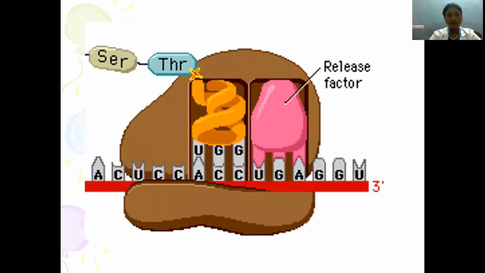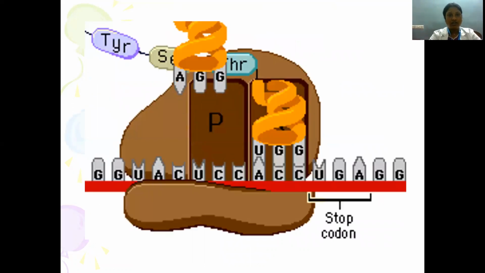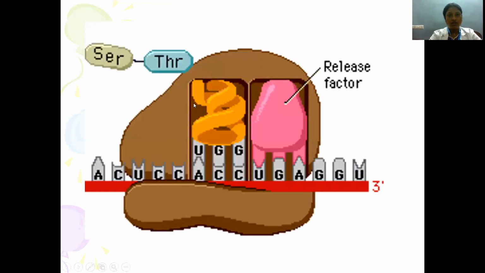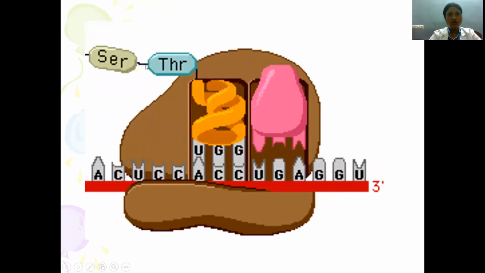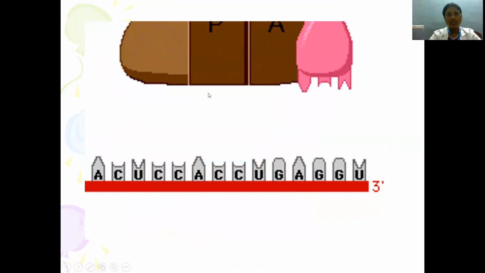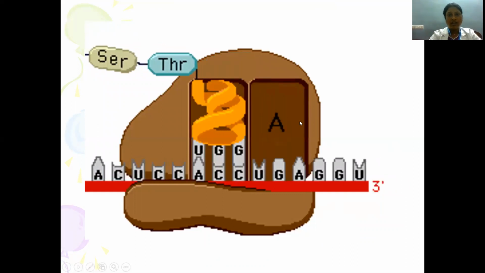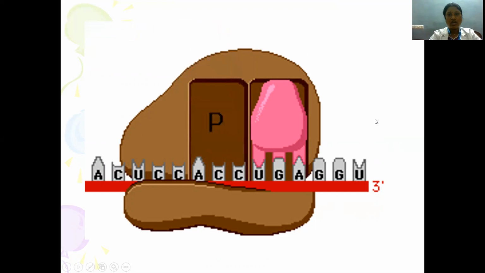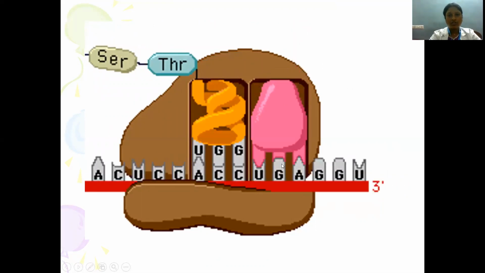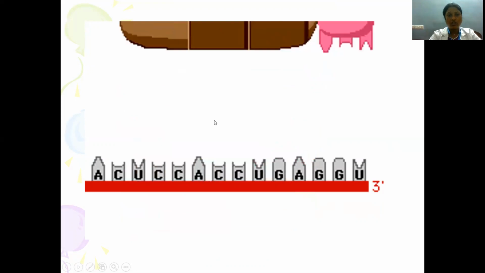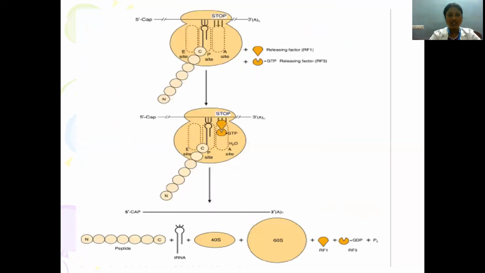Here you can see the animation. I'll play it again. First, there is a P site tRNA to which an amino acid is attached, and after peptide bond formation there is translocation of this amino acid tRNA to the P site. And here UGA is one of the stop codons, and there is no tRNA available to recognize it. So what happens? The release factor will come and bind to the stop codon, and cause dissociation of the ribosome and the newly synthesized polypeptide chain from the mRNA. And now the mRNA is free. This is how termination of translation occurs.